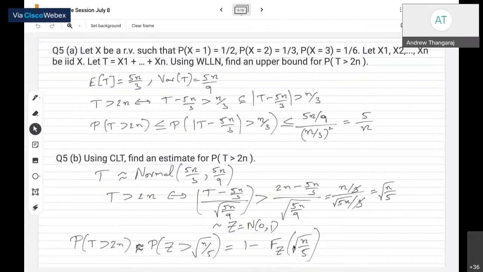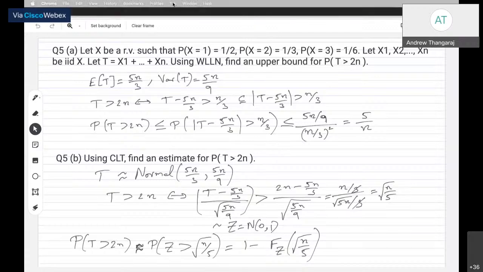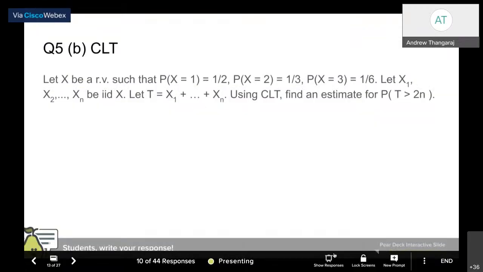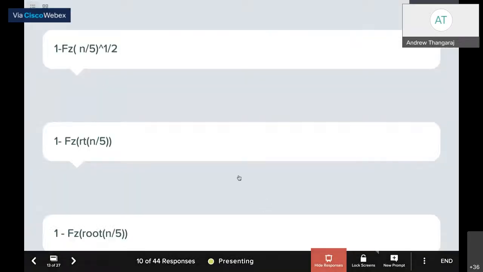Okay, isn't there a square root n in the denominator? Denominator of what? I don't think I've missed any square root n's in the denominator. Let me see the answer that people have given. Let me see if anybody has given an answer like this. There are about 10 responses. Yeah, so you see 1 minus FC of root n by 5. I think the root will come inside the n by 5, not outside. Okay.